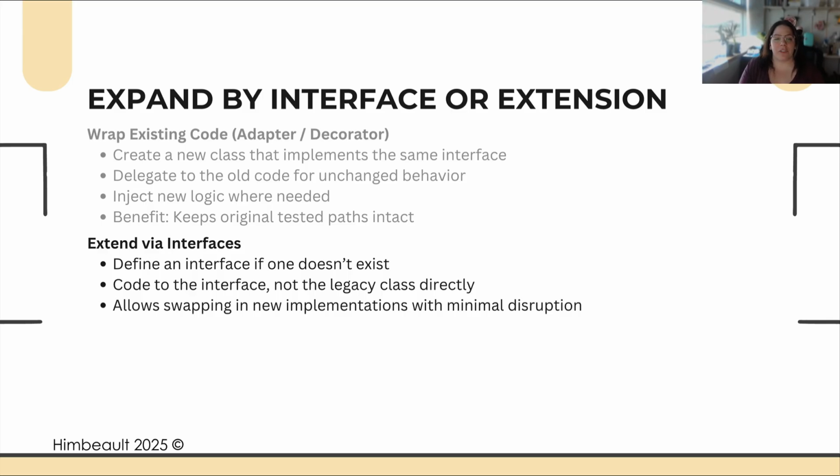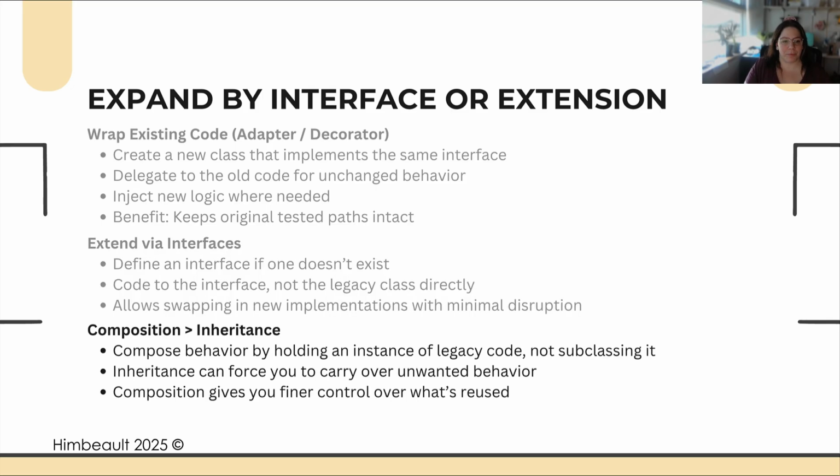Then we can define an interface if one doesn't exist yet, right? And we can add our code to the interface rather than adding our code into a legacy class directly. So if we do need to add, let's say, security protocols and validation to old existing code, rather than altering those methods directly, we might want to instead make a new interface and then be able to swap in our new implementation without disrupting that old space too much.